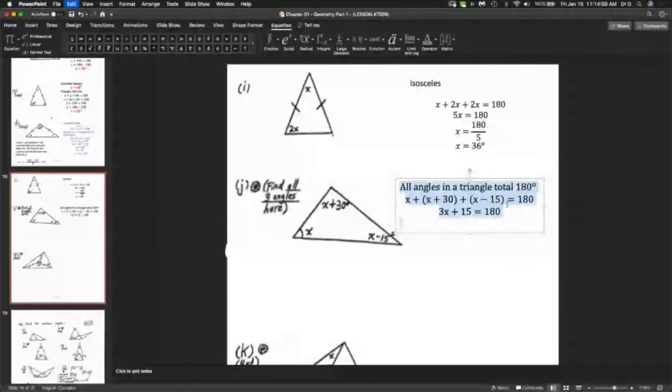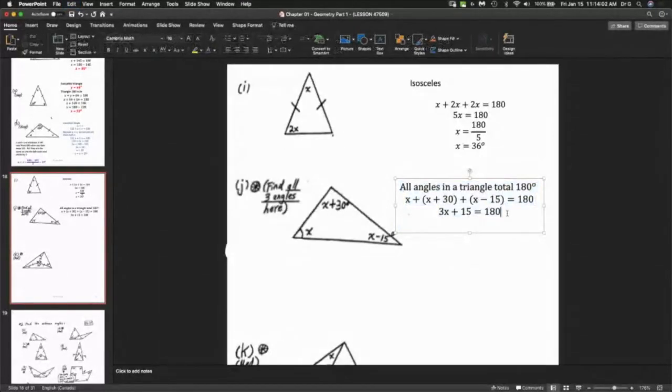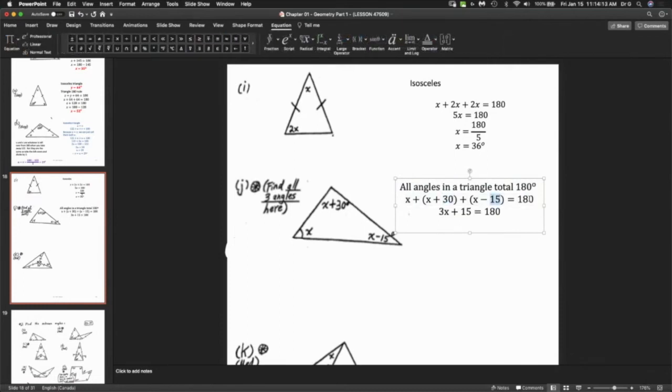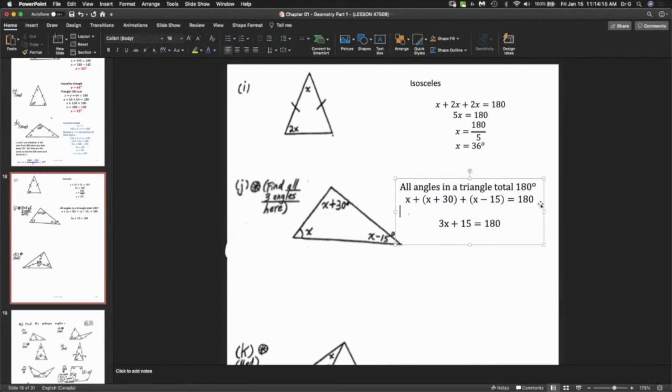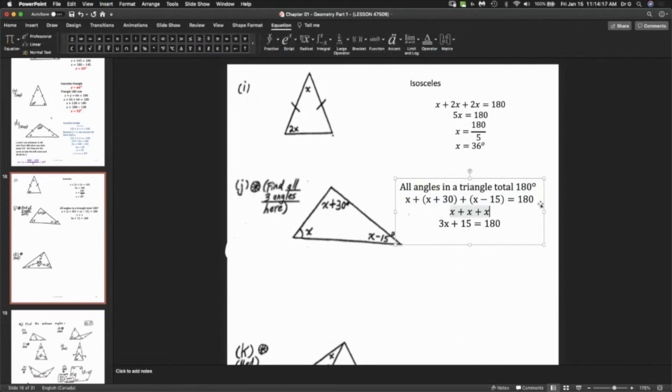So in this case, if we take all the like terms, we have x, x, and x. So we have three of those, so that's three x's. And then we have 30 take away 15. If you want, I can rearrange it like this: x plus x plus x plus 30 minus 15 is 180. And now you can organize it by like terms, so you'll have three x's and 15 equals 180. We can move the 15 over and get one. Good, I'm glad that you got it.